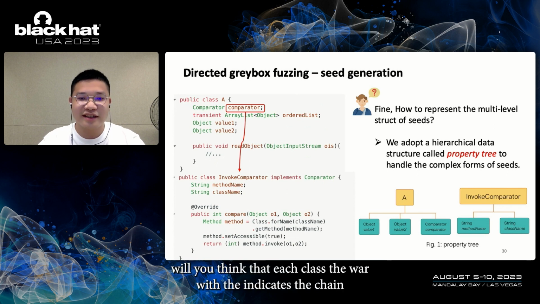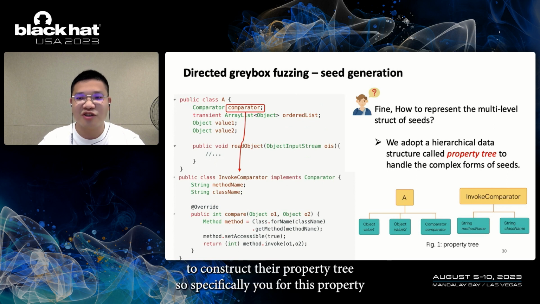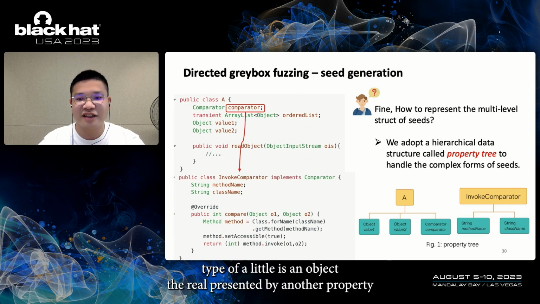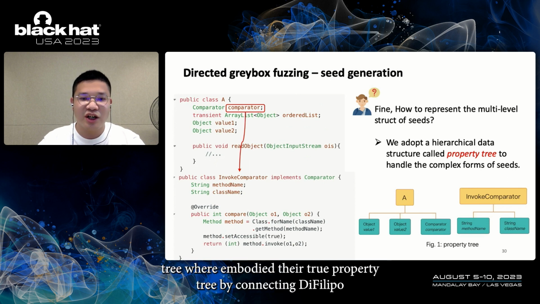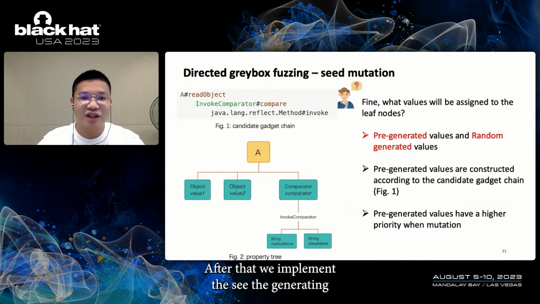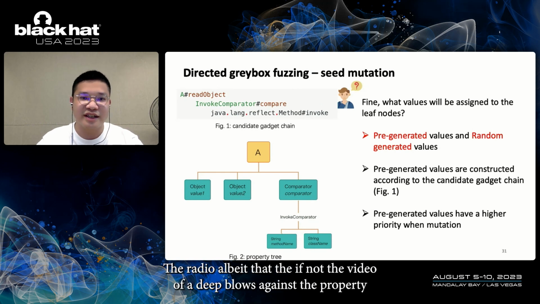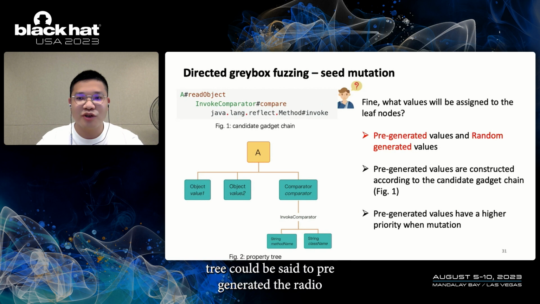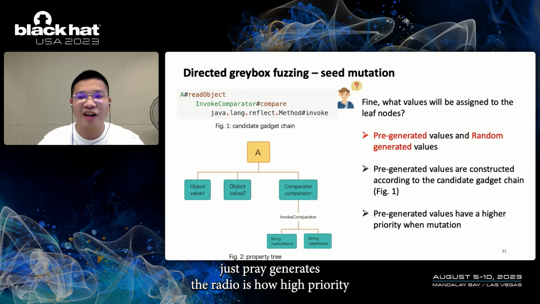We instantiate each class involved in the gadget chains to construct the property tree. Specifically, if the property type of a leaf node is an object represented by another property tree, we merge the two property trees by connecting this leaf node to the root node of the other property tree. After that, we implement the seed generating and mutating by assigning and mutating the values of its leaf nodes. The value of a leaf node in the property tree could be set to pre-generated values or randomly generated values. The pre-generated values are generated based on the candidate gadget chains. During the mutation, these pre-generated values have a higher priority.